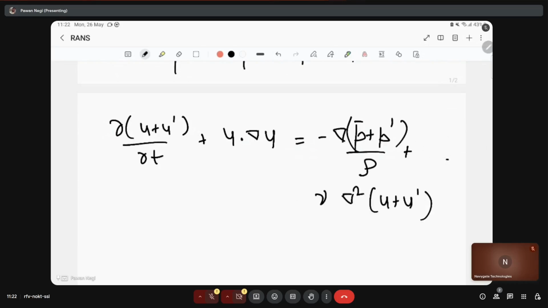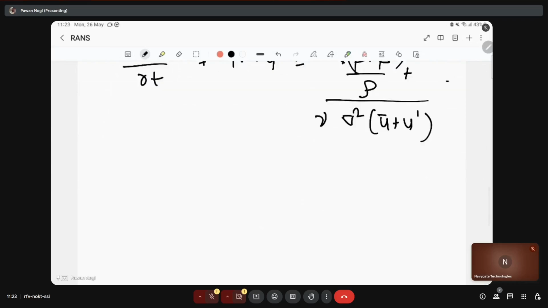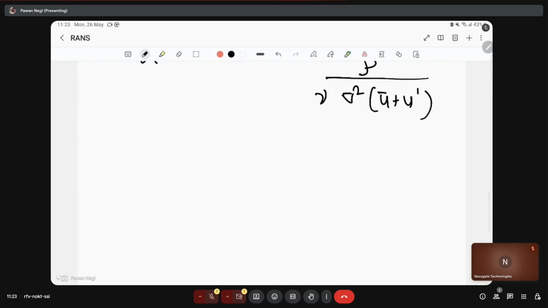So after substituting these Reynolds decomposed variables into the Navier Stokes equation, we'll take the Reynolds average of this entire equation. So we can write as follows. This is denoted by an overbar. Let me talk briefly about the Reynolds averaging operator.